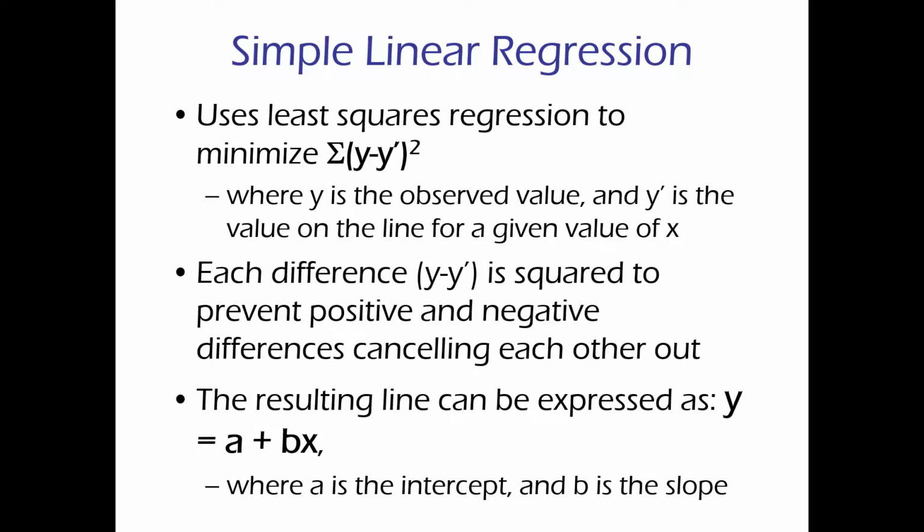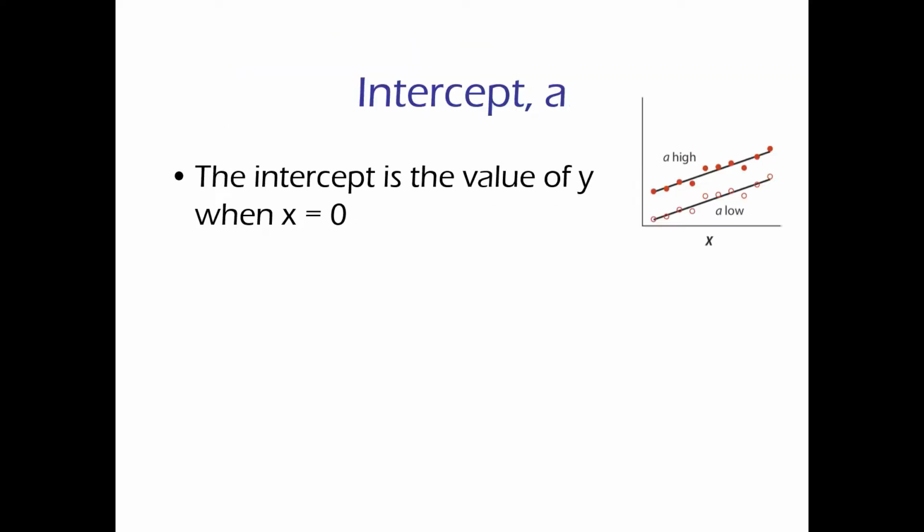The fitting line can be expressed as y equals a plus b times x, where a is the intercept and b is the slope. The intercept, a, is the value of y when x equals 0. It is also the crossing point between the fitting line and the y-axis.